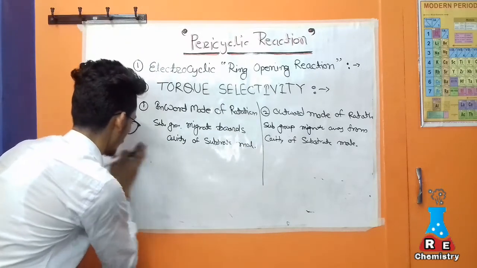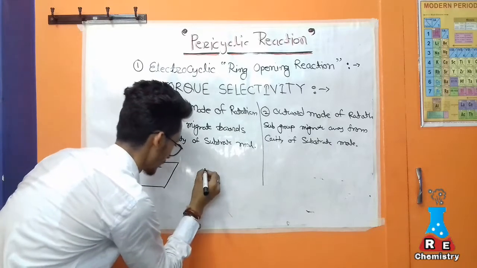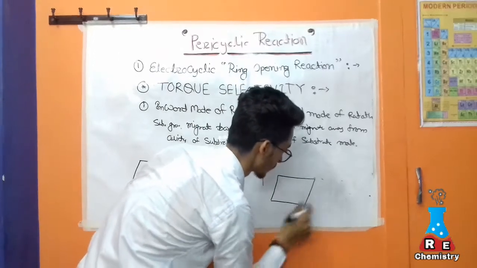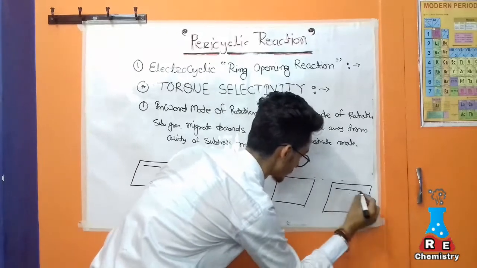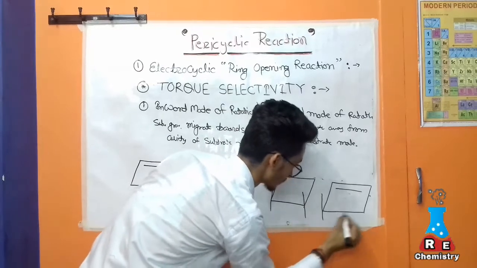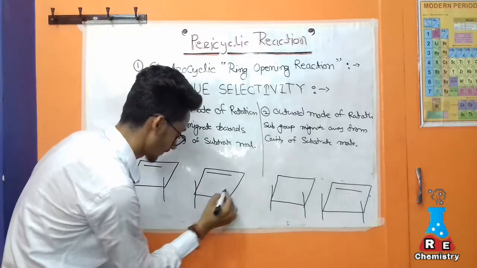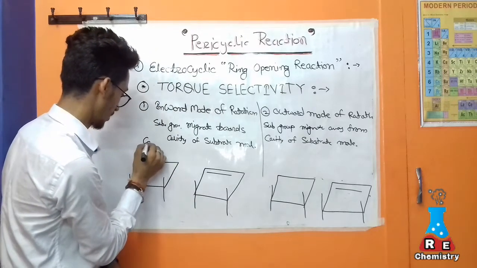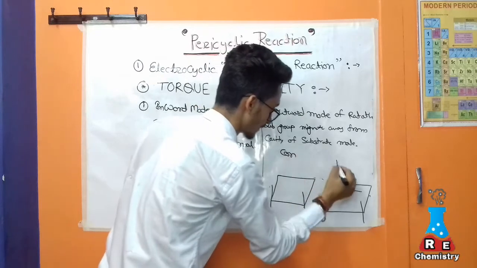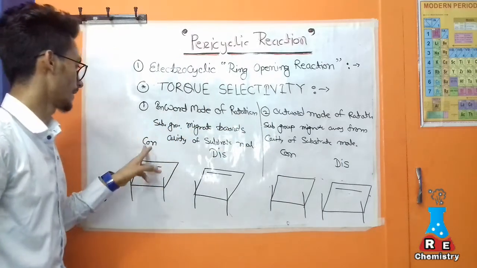Okay, so if conrotation occurs, if disrotation occurs, and likewise for the other case. Okay, so what are the inward mode of rotation and conrotation?